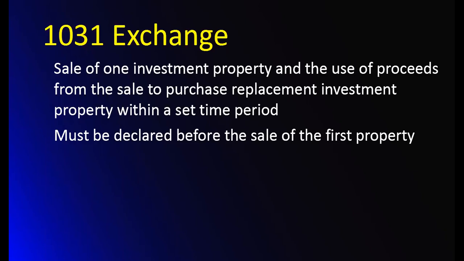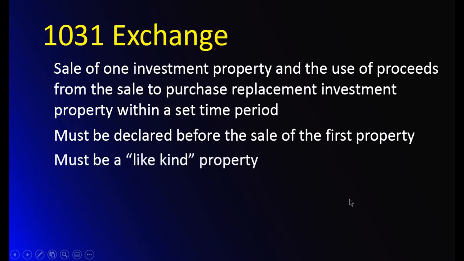Because you have to declare it, because there's a certain number of days in which you have to identify the property and a certain number of days in which you have to purchase the property. And that's where it says, it's very important, within a set time period. Here's the second thing that you have to understand. It must be a like-kind property. Now, what does that mean? It means that it must be an investment property. So in other words, I can't say that I'm selling my 10-unit rental property, and I'm going to use the proceeds to buy myself a beach house. Okay? They're not like-kind. One is for me to use, and one is for rental investment. Those are not like-kind properties.